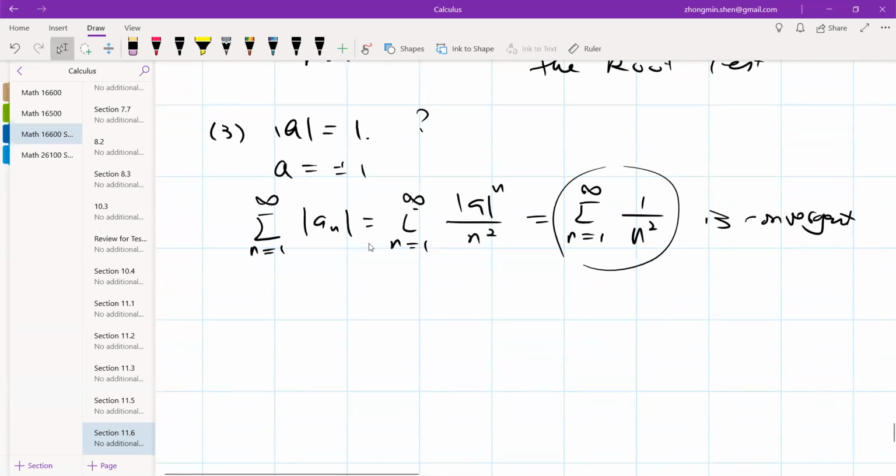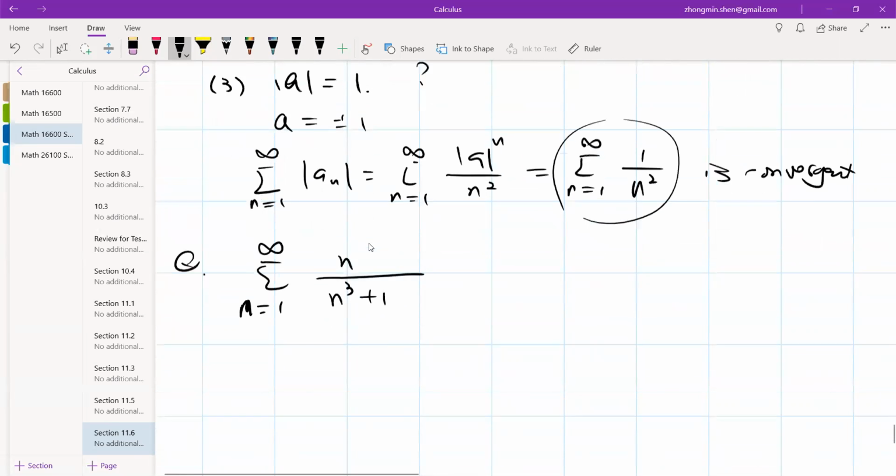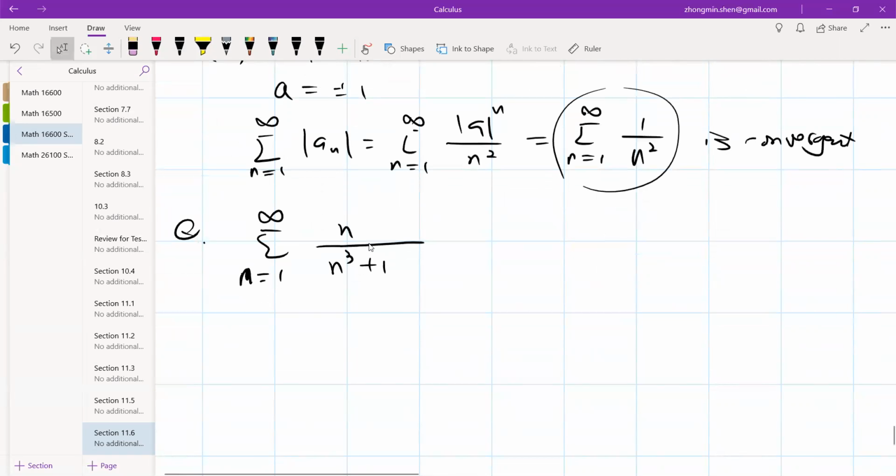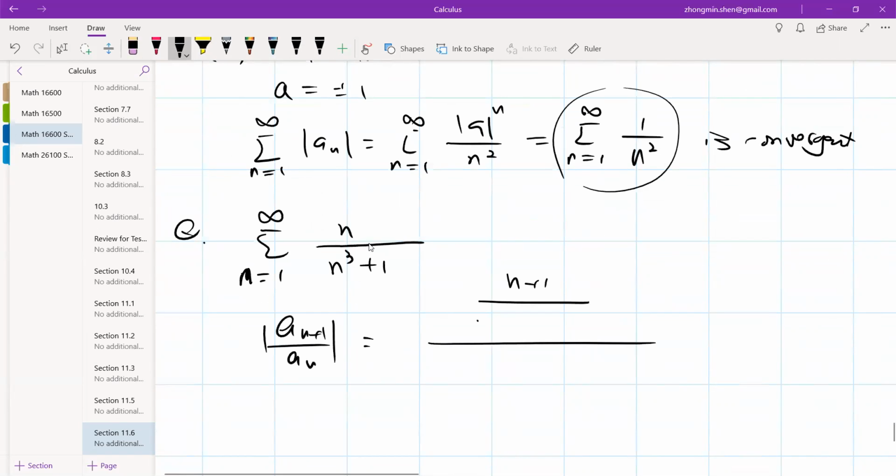Okay, for example, if you just look at n over n cubed plus 1, and such things, no matter which problem they use, they say, oh, this is good, I'm going to use a ratio test. The ratio test will not give any conclusion, okay? So n plus 1 over n, and what you get is very complicated, okay? And n over n squared, n cubed plus 1.